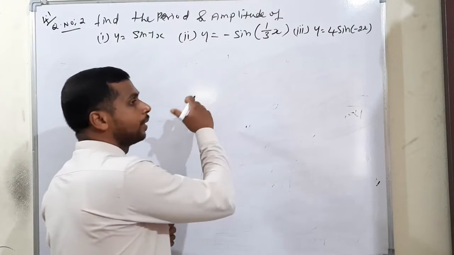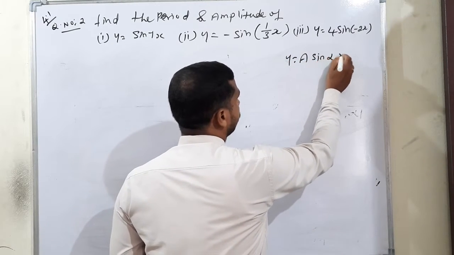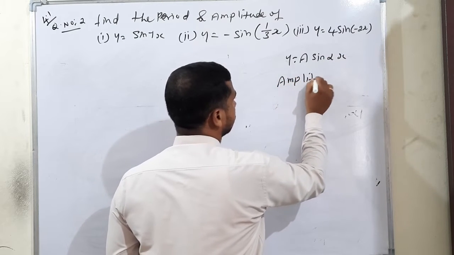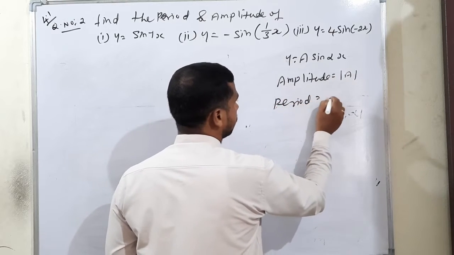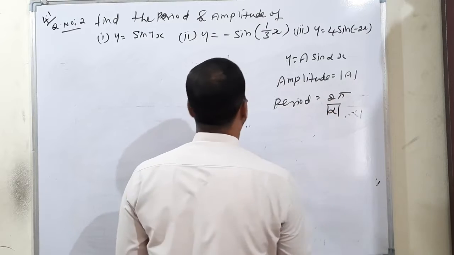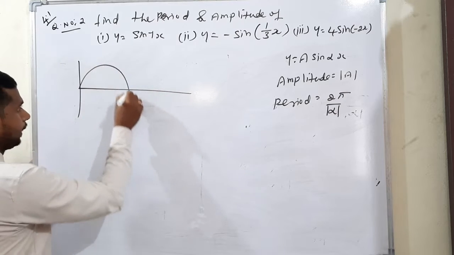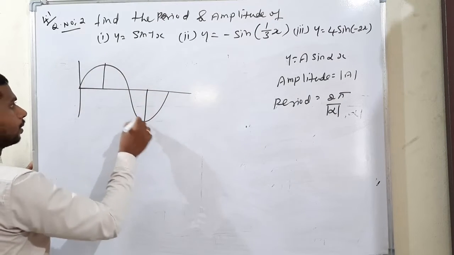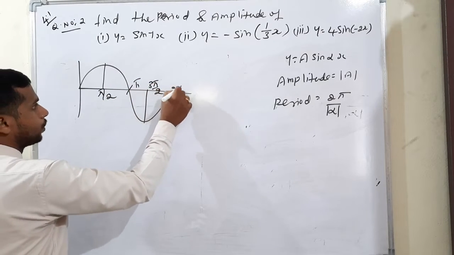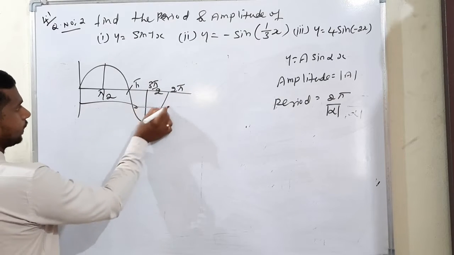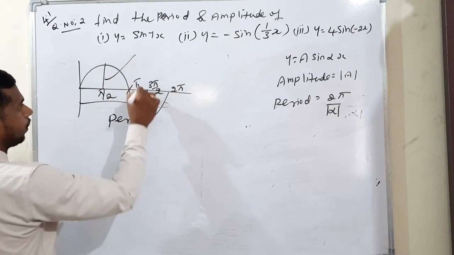Before moving to the question, what is the meaning of period and amplitude? We consider y is equal to a sin alpha x. Amplitude is called modulus of a, and period is called 2 pi by modulus of alpha. So normally in the sine graph, this is one cycle: pi by 2, pi, 3 pi by 2 and 2 pi. One full cycle is called the period, and this is called the height.